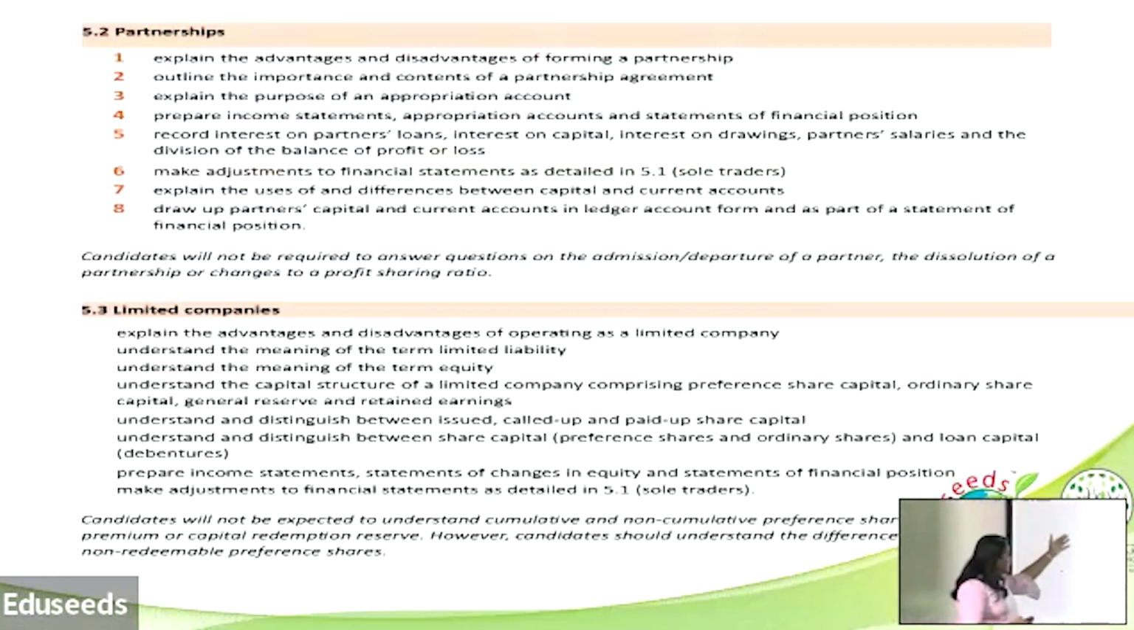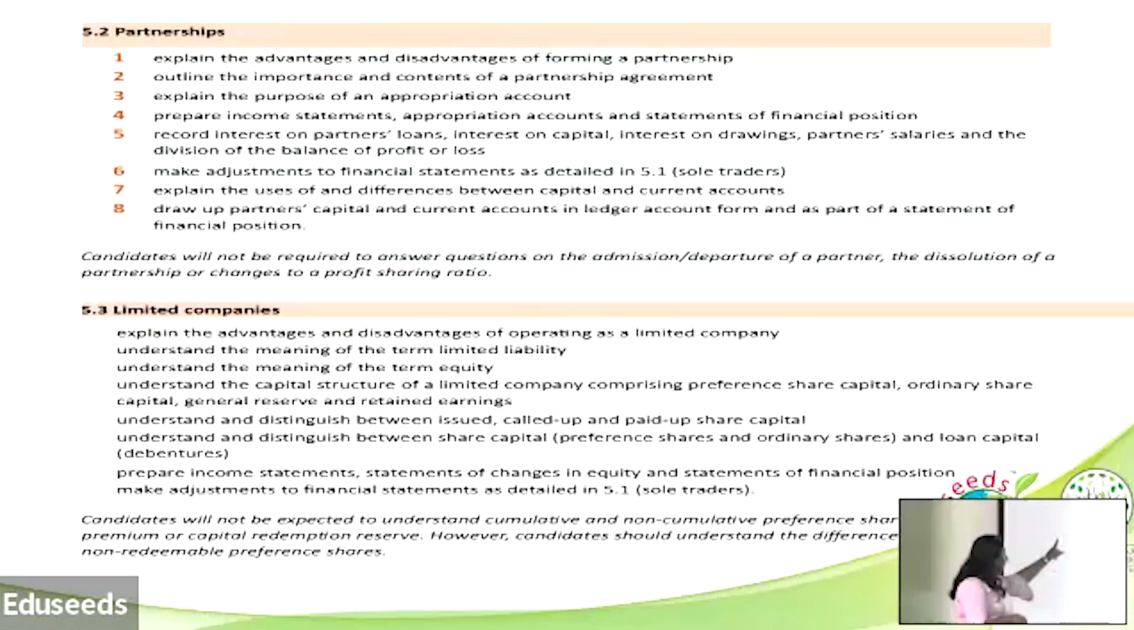So outline the importance and contents of a partnership agreement. So you must have an agreement when you're in partnership, because two persons are involved. So we don't want conflicts. Therefore, we write it in an agreement. Okay, you take 50%, I take 50%. You do this work, I do this work. Right? Okay, that is very important.